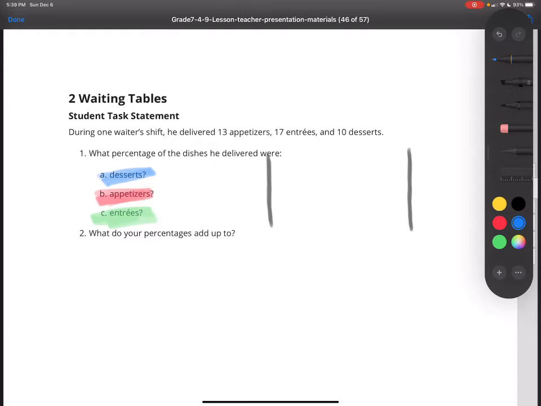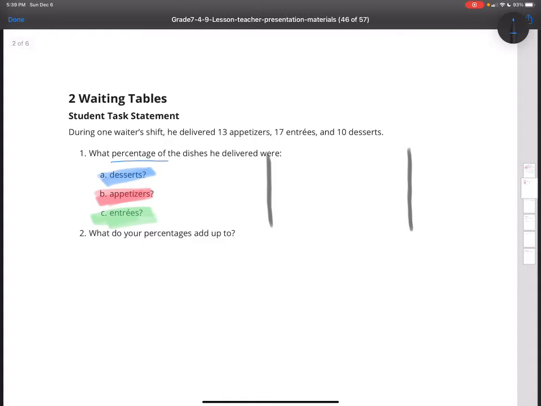All right. So it's asking for what percentage. Now with this one, we're going to use part over whole equals percent over 100. Okay, why? Because it's not directly telling us is over of. It's talking about how much did he deliver total compared to each portion of that. So the first thing we need to do is find the whole, which is the total amount, these 3 numbers.